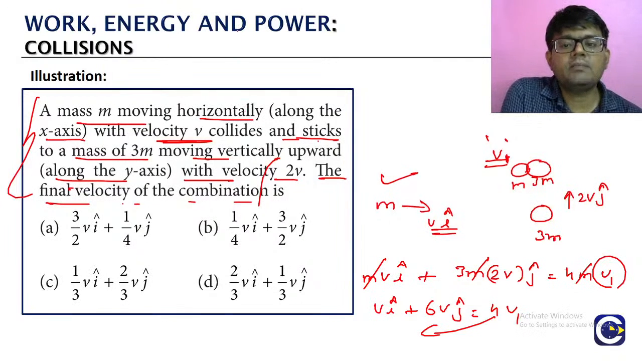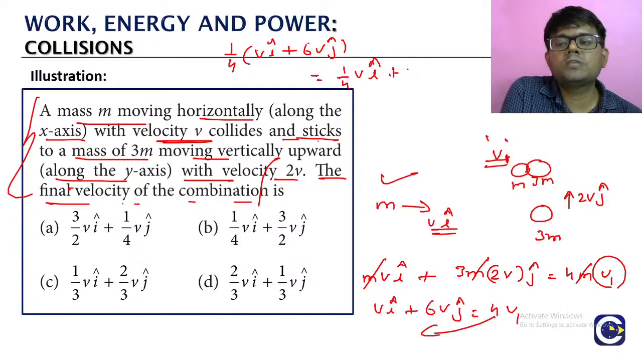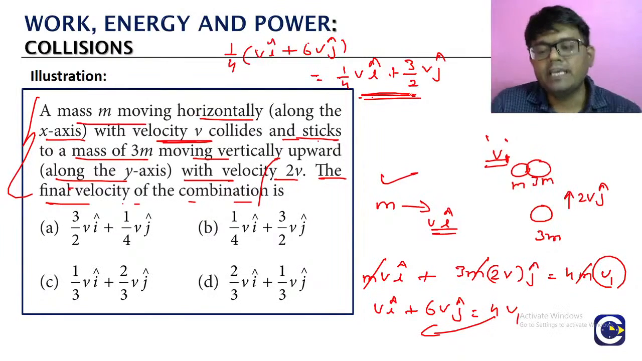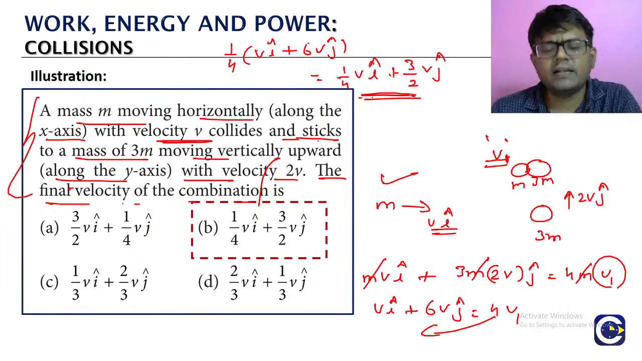So what is it? It will be 1 by 4 into vi plus 6vj, that is equal to 1 by 4 into vi plus 6 by 4, that is 3 by 2 vj. Check it. What is the answer? 1 by 4 vi plus 3 by 2 vj. So we are able to get the answer just like that by using the conservation of momentum principle.